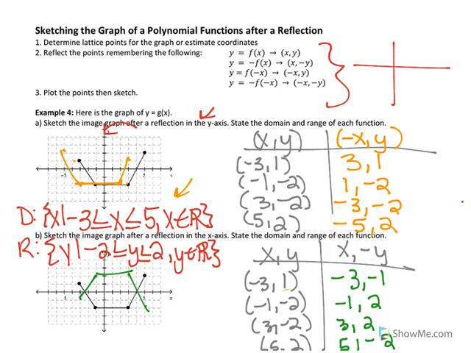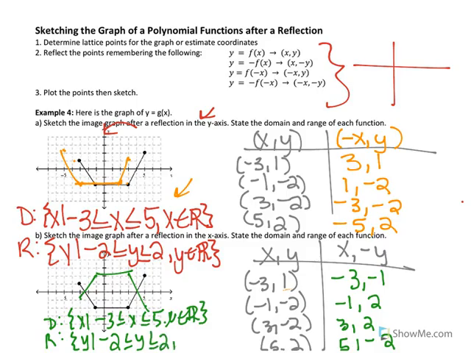Alright, domain doesn't change. So it's still negative 3 less than x less than or equal to 5. And our range is going to flip. So it's going from negative 2 to 2, it flips, but we're still going from negative 2 to 2. So actually it doesn't really change.